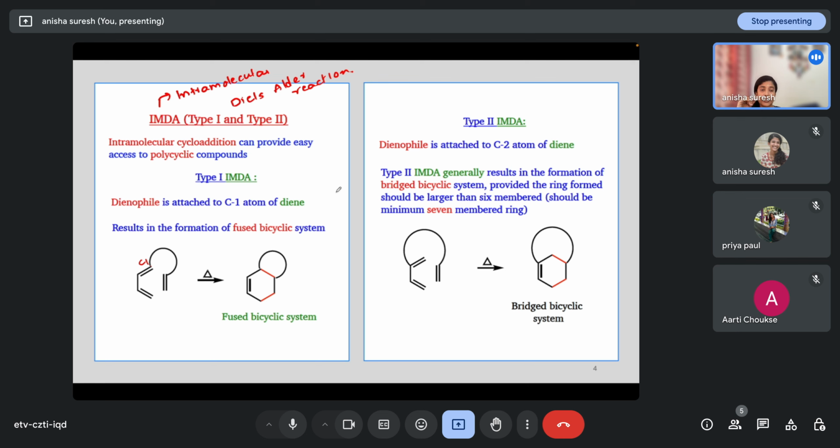And the second type is the type 2 intramolecular Diels-Alder reaction. In that case, the dienophile is attached to carbon 2 of the diene. So if you are considering here, this is C1, C2, C3, C4 of the diene. Here the dienophile is attached to carbon 2 of the diene and it will result in the formation of a bridged bicyclic system. In the first case, it will result in a fused bicyclic system, and in the second case, a bridged bicyclic system. Okay.